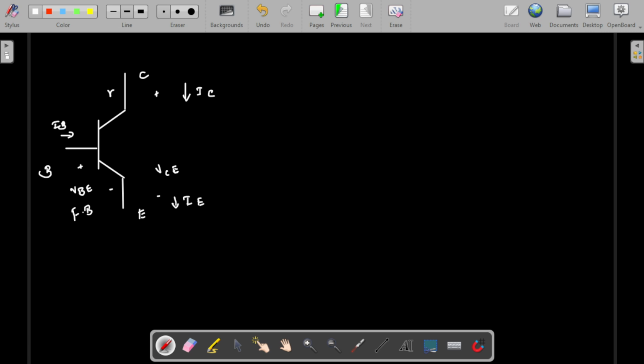If this is an NPN transistor, then we have to name it accordingly. We know that current will flow from P to N. So in the NPN transistor, the arrow mark will point outside. If it is a PNP, then the arrow mark will point inside. This is one of the key criteria to find out whether the transistor is NPN or PNP. This is very important, so please note it. Now the output characteristics, how it will look like this.